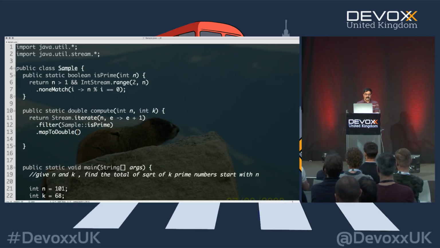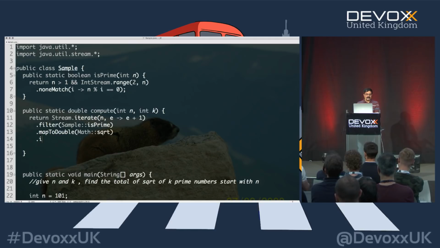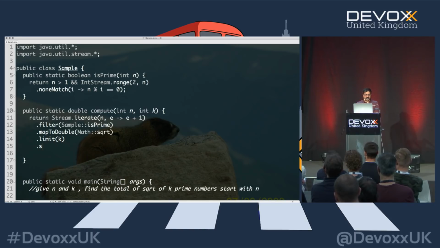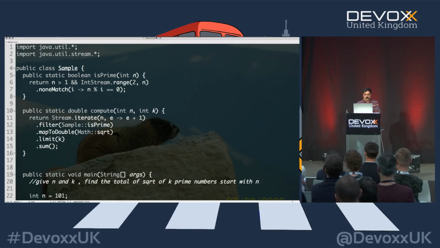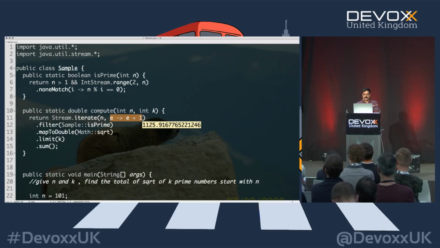And then I'm going to say, this is going to be Math, and this is going to be the square root method. And then finally, dot limit. Limit what? Limit this to k values. Not k minus 1, not k plus 1, not less than or equal to, and then sum, and perform the sum operation on it. Now, if you notice, this hinges on the fact that we have lazy evaluation.